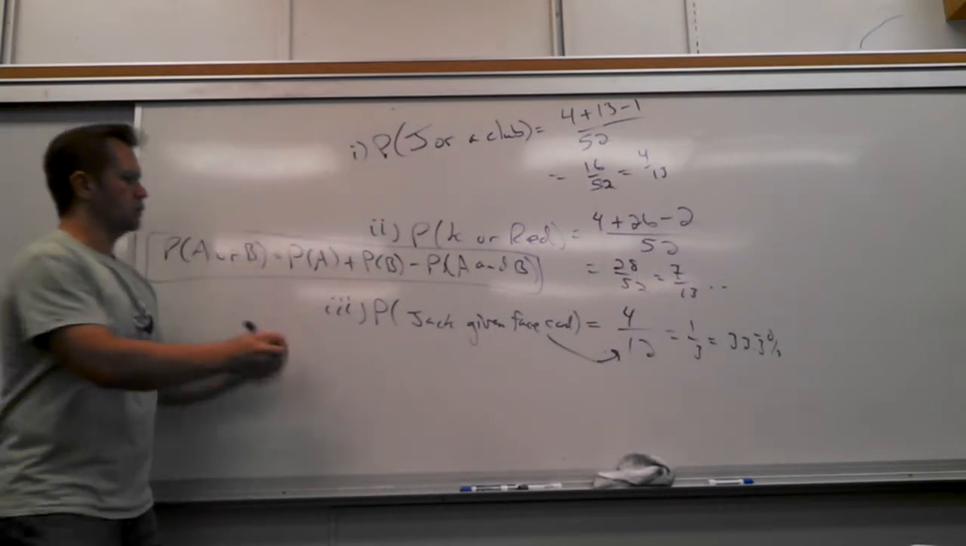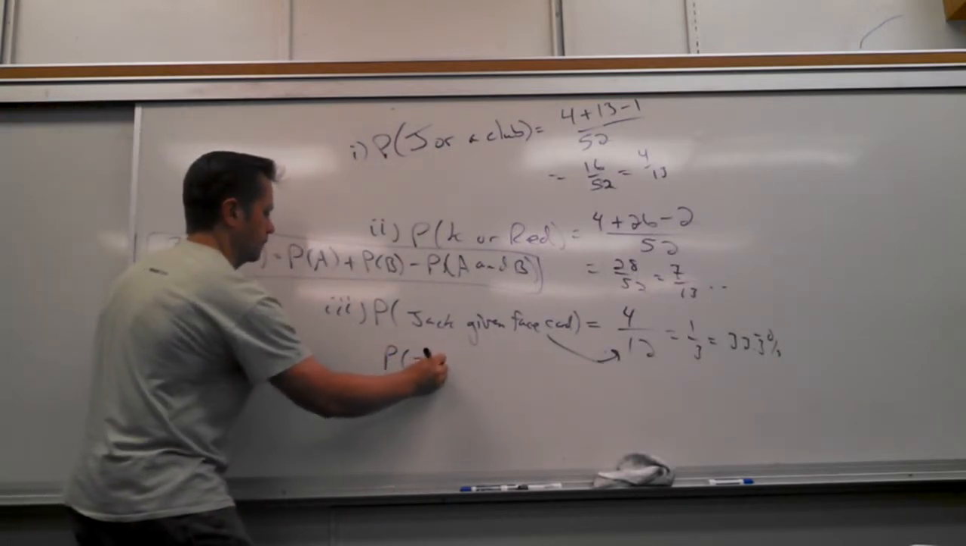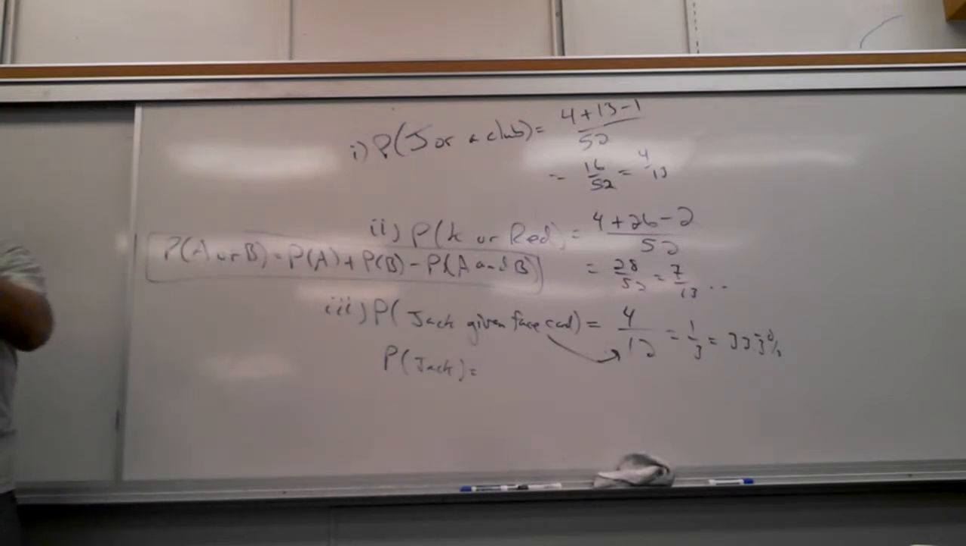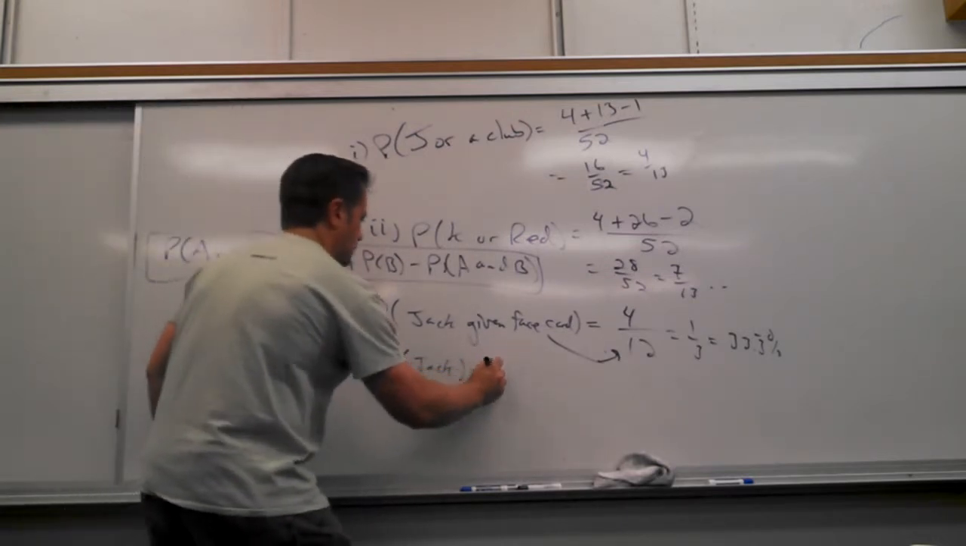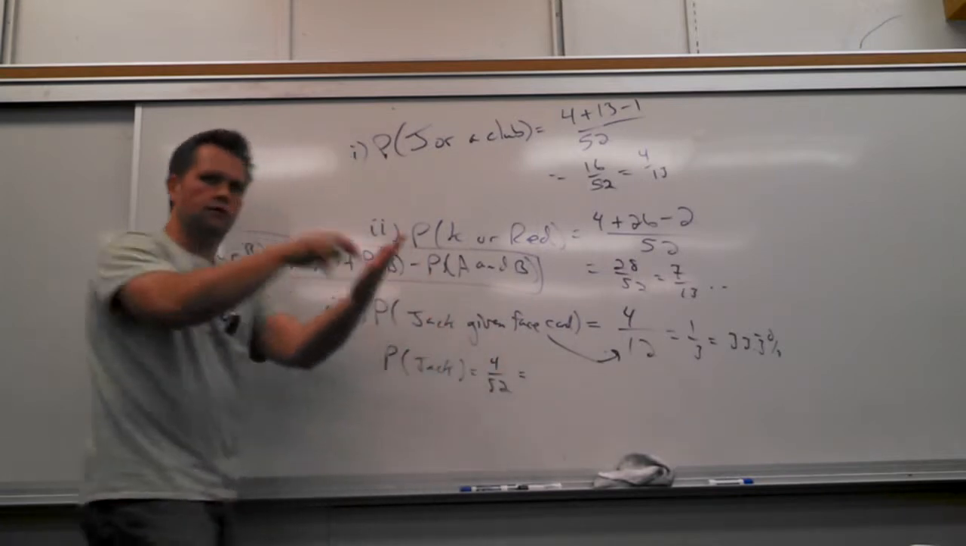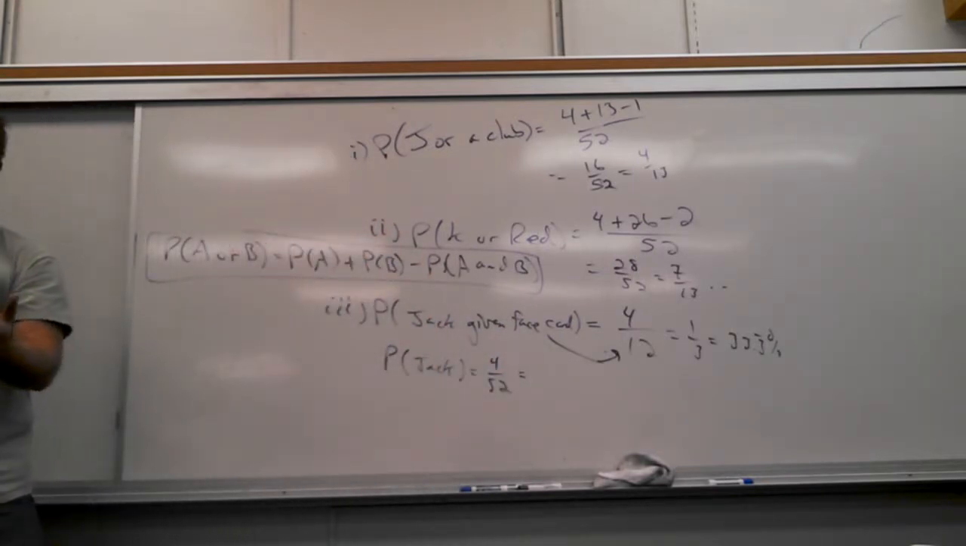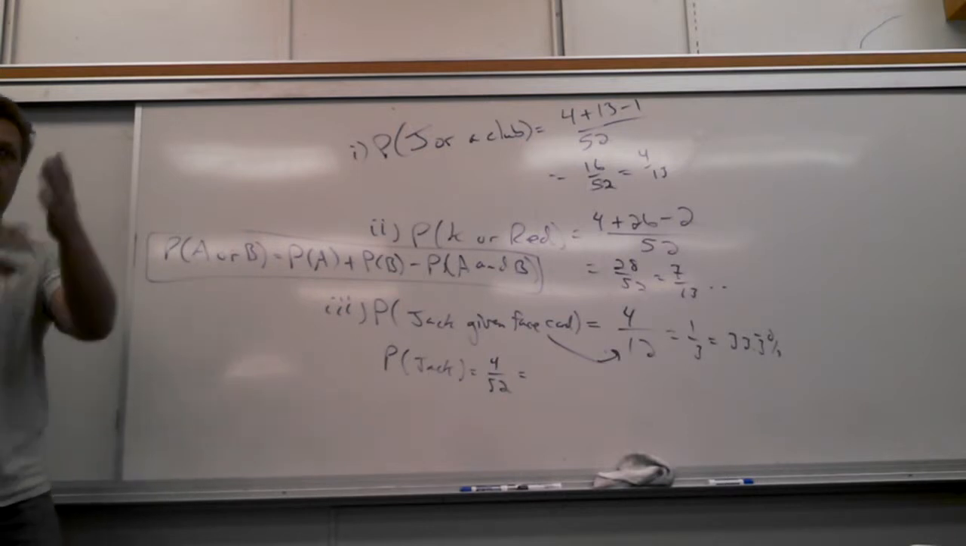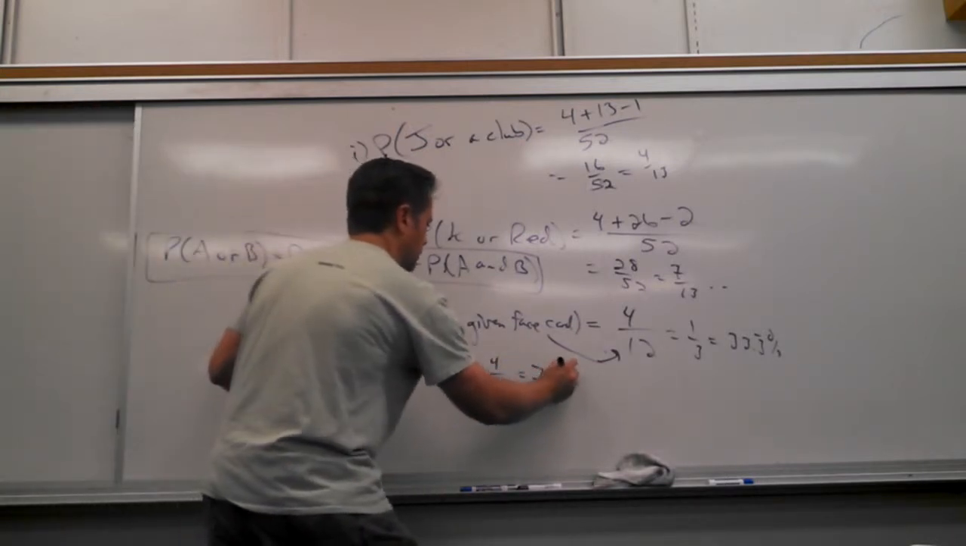And what's the probability of a jack by itself? Let's just get a jack. What's the probability of a jack? 4 out of 52. What's that become as a fraction? 1 out of 13. I'm sorry, as a decimal. 0.076. Good. It's like 7.6%.